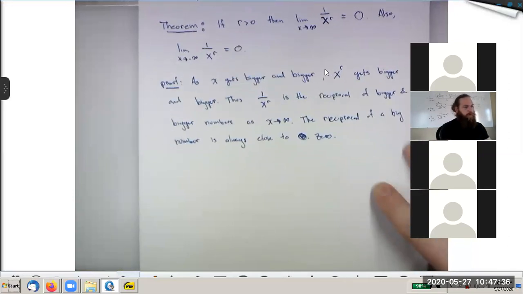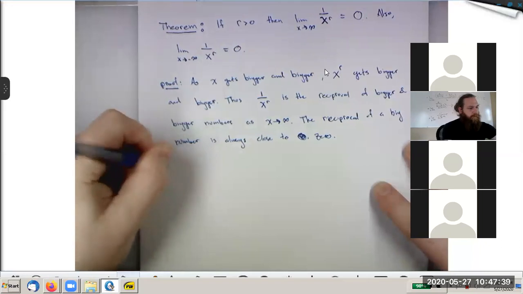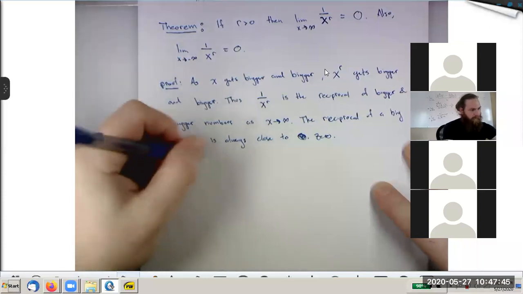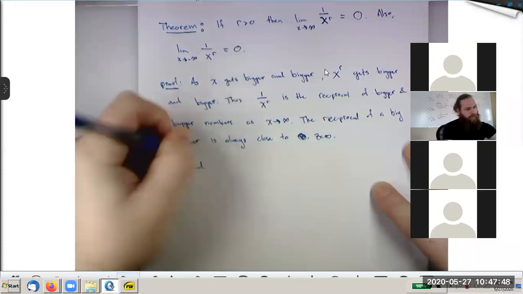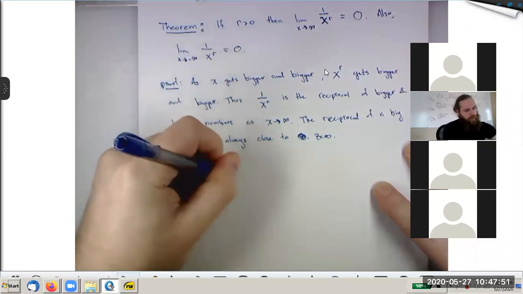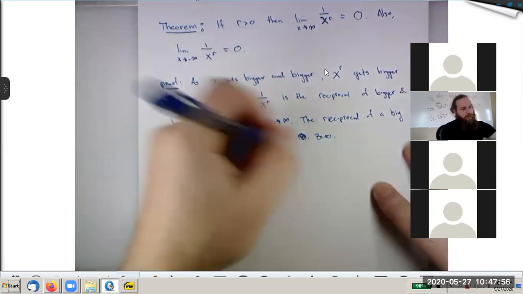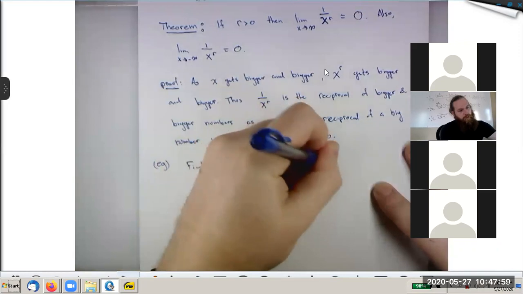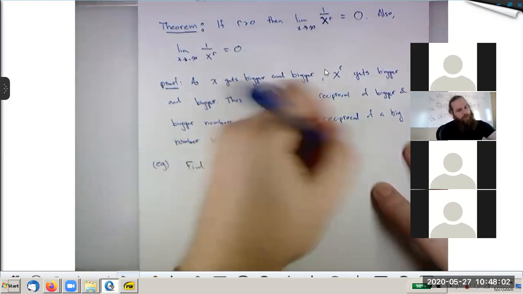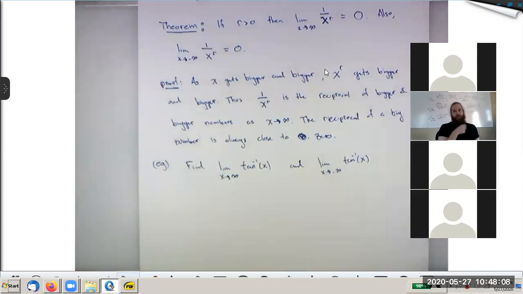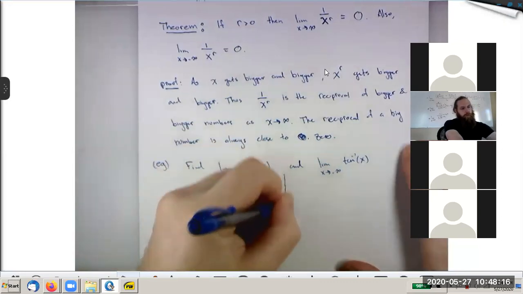The next example I wanted to look at is to find the limit as x goes to plus infinity of the inverse tangent function and the limit as x goes to minus infinity of the inverse tangent function. Okay, so for this guy, I'll divide the last bit of my page into two pieces here.